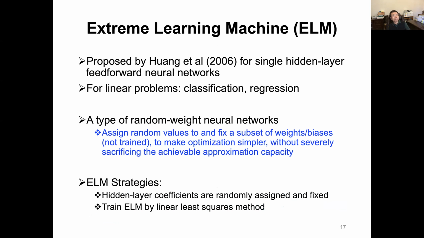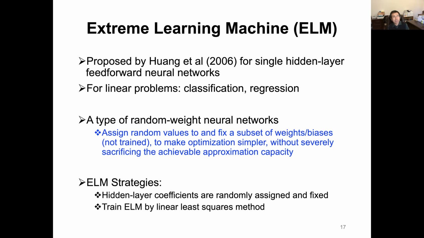Extreme learning machine was proposed by Huang et al. around 2006 for single hidden layer feed-forward neural networks for linear problems, for classification and regression. And the ELM absorbs some ideas from the random weight neural networks.